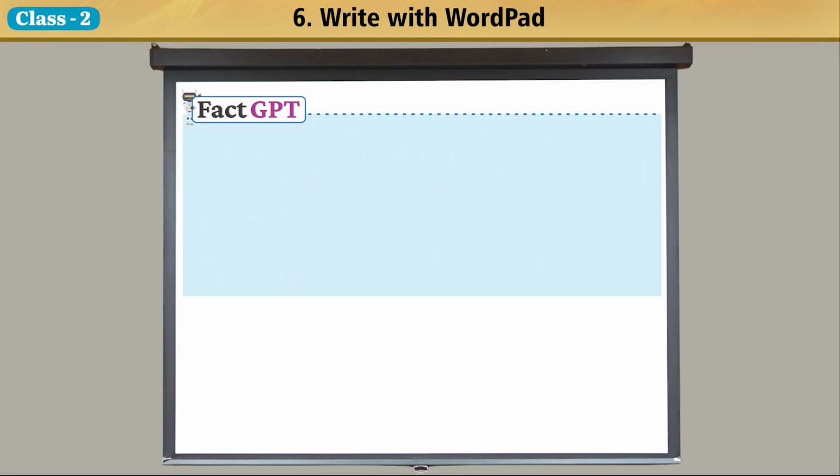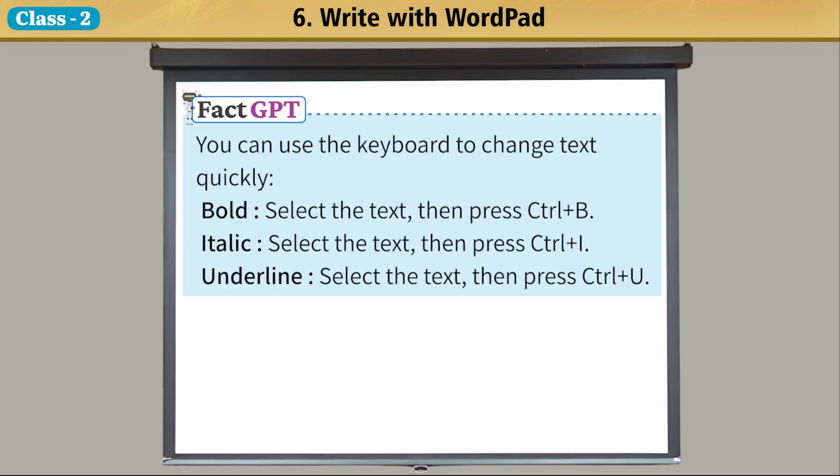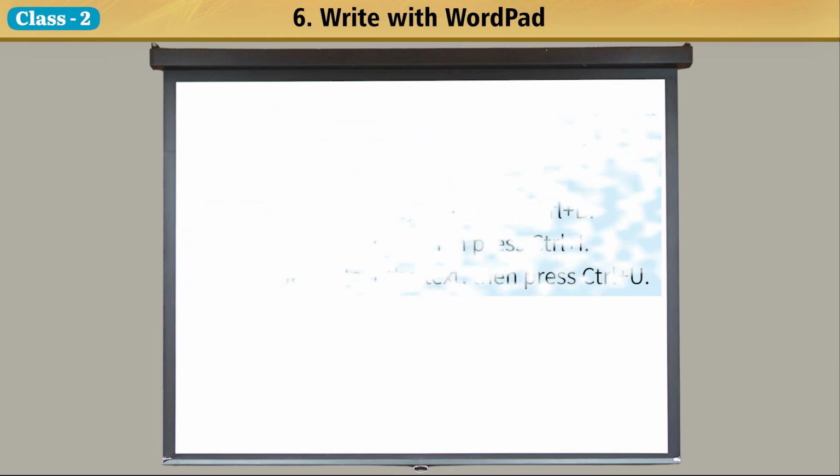Fact GPT. You can use the keyboard to change text quickly. Bold, select the text, then press Ctrl plus B. Italic, select the text, then press Ctrl plus I. Underline, select the text, then press Ctrl plus U.